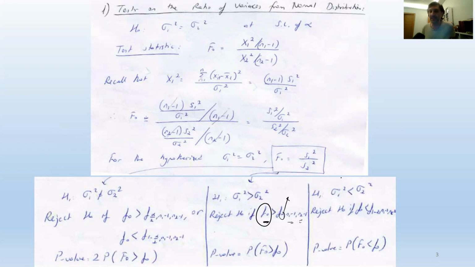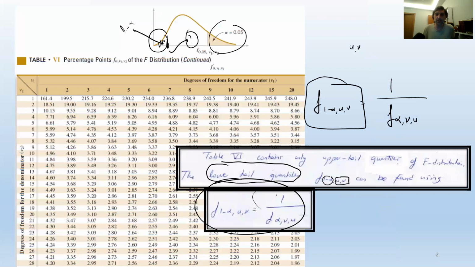And the very same thing when sigma 1 square is less than sigma 2 square. This time we are going to be interested in the F distribution value for the lower alpha quantile, which is 1 minus alpha. Therefore, to find this, again, to read this quantity from this table, we use the formulation shown here.